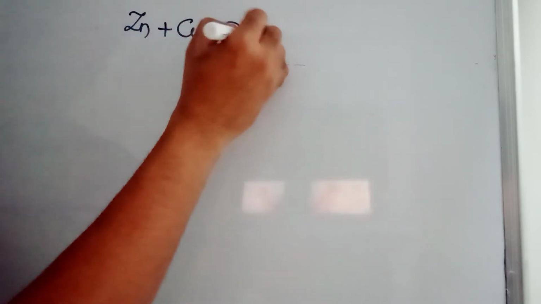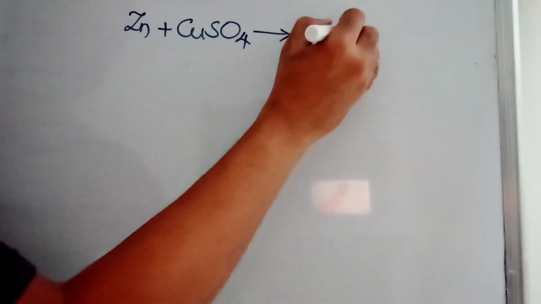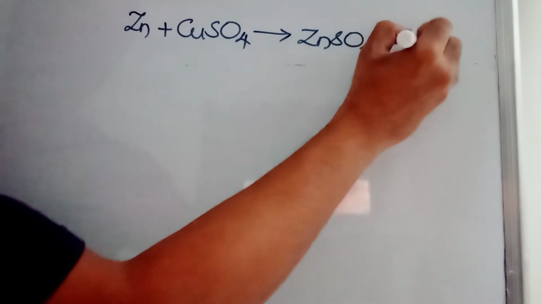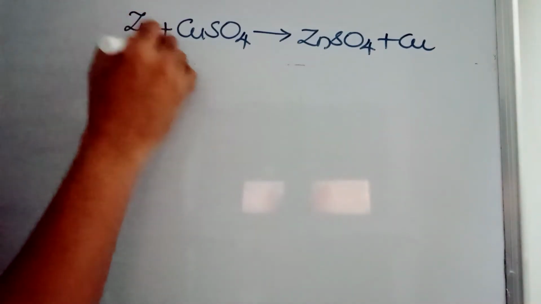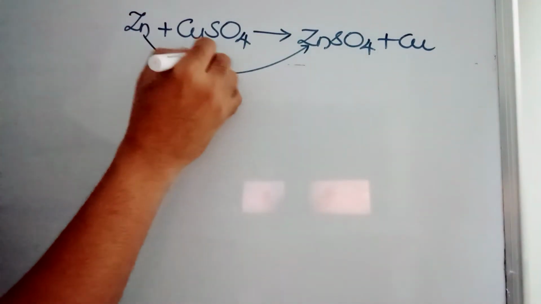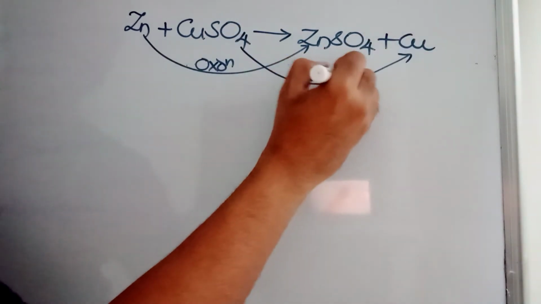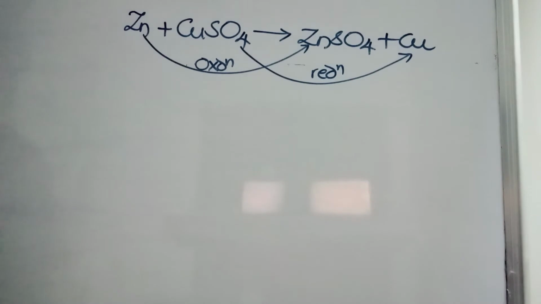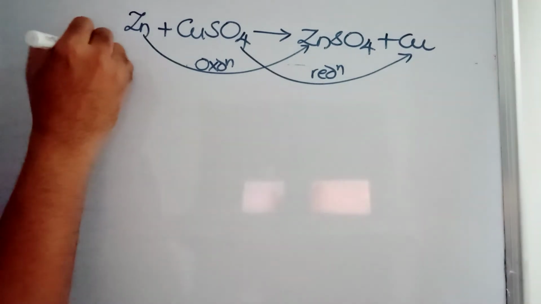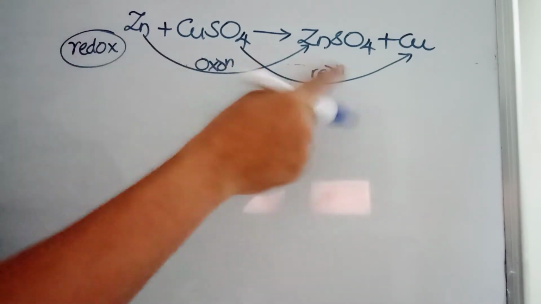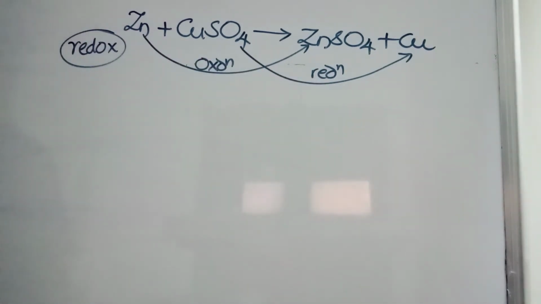In the Daniell cell or galvanic cell, the overall reaction is zinc plus copper sulfate giving you zinc sulfate plus copper. Zinc to zinc sulfate is oxidation. Copper sulfate to copper is reduction. This is the overall chemical reaction that is happening. This is definitely a redox reaction because a reduction is there as well as oxidation is there. You can call this a redox reaction.